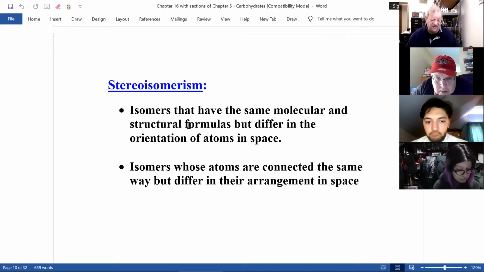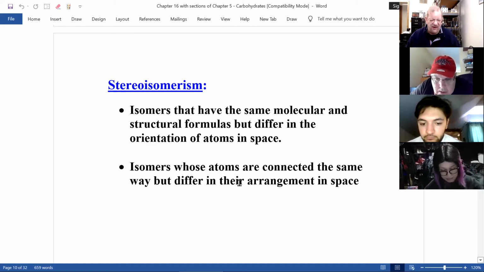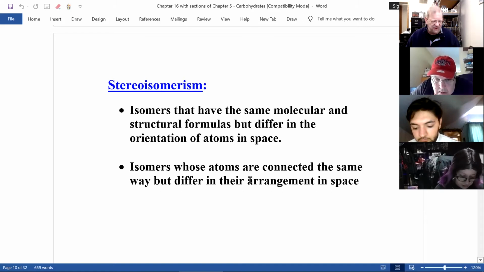3 dimensions, stereo. Now, another way of saying that is isomers whose atoms are connected in the same way, but differ in their arrangements in space. And that's the stereoisomer, and that whole concept is called stereoisomerism.